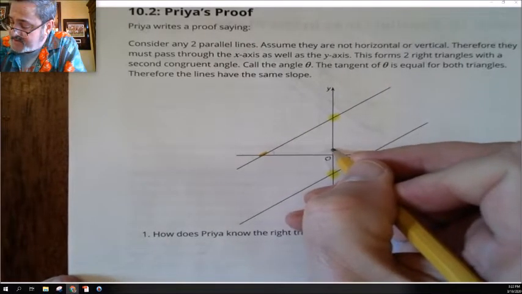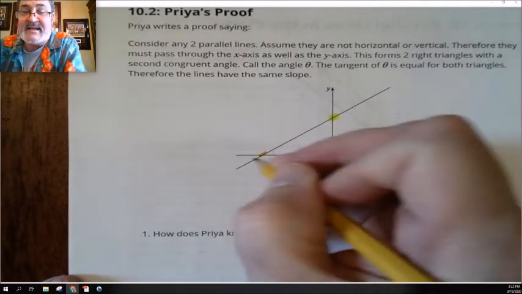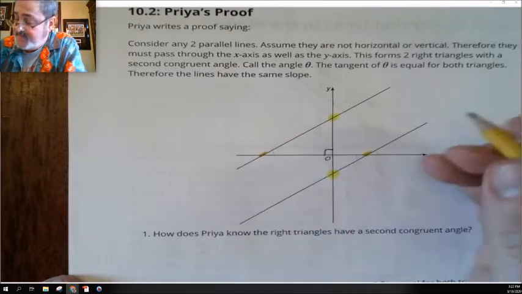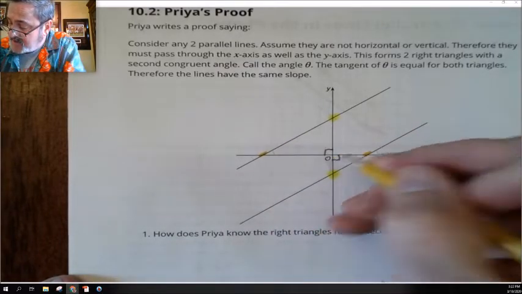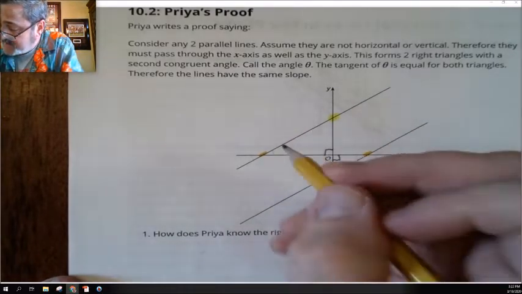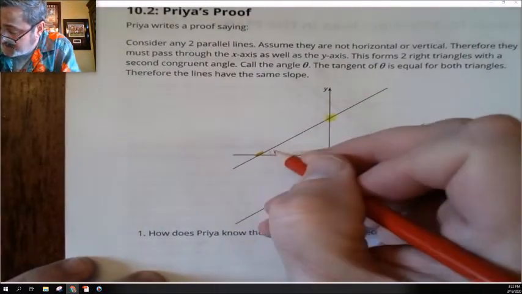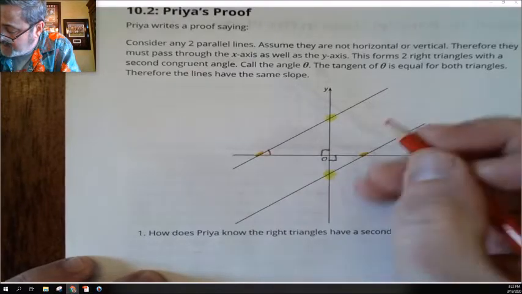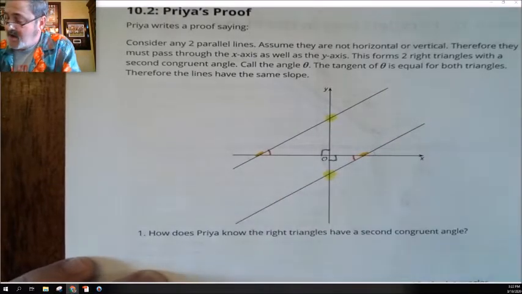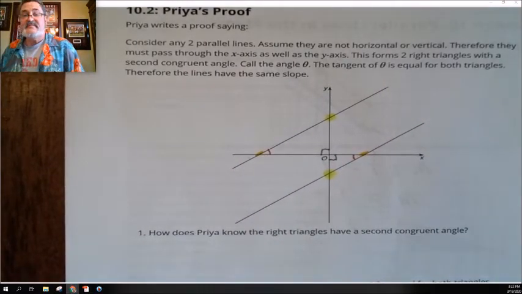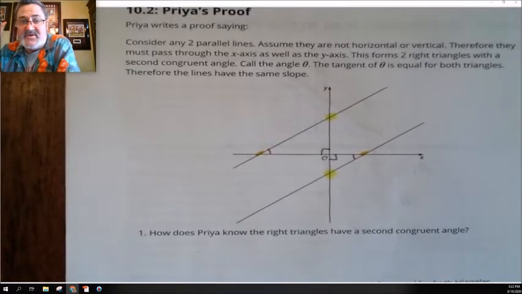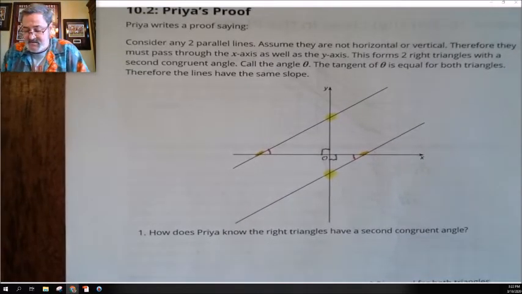So it's just saying this is a right triangle formed with the axis, right? So we can see that triangle, and we have this right triangle. And what she's saying is that this angle, let me see if I can put that in red, it's highlighted real lightly here, that one and this one are congruent angles. So two right triangles with a second congruent angle. We'll call that angle theta.